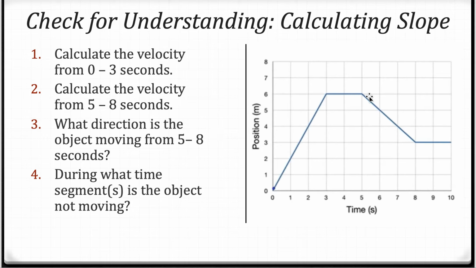So it's dropping, so rise of -3 by a run of 3 gives us an answer of -1. And then again, for our units, will be meters per second. So our full answer is going to be -1 meters per second. All right.